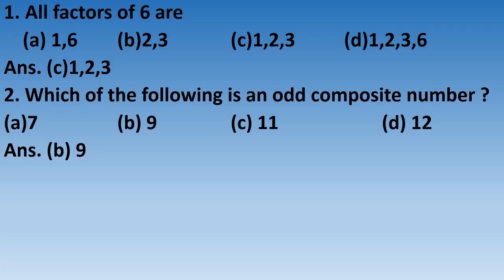7 is an odd number, but it is not a composite number. 9 is an odd number. Yes. So 9 is an odd number also and composite number also, because 3 3s are 9. Composite numbers are those numbers which have more than 2 factors. So factors of 9 are 1, 3 and 9. And it is an odd number also. So 9 is an odd composite number.